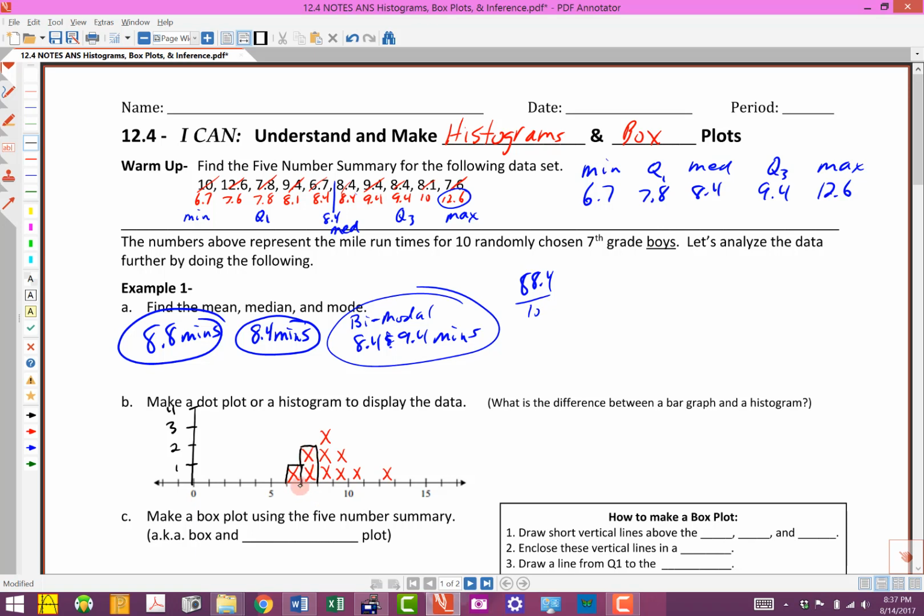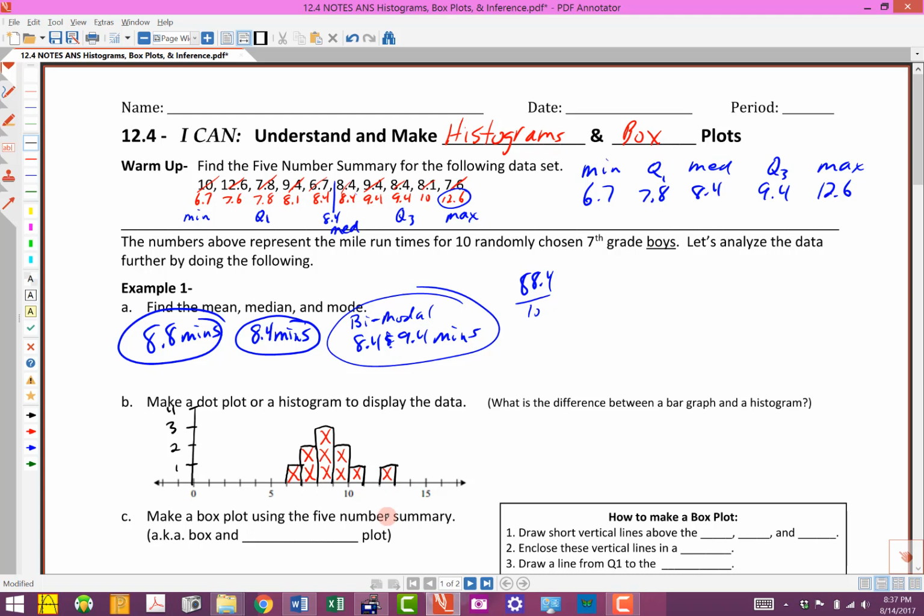So this is the 6 to 7 category. There's only 1 in that. This is the 7 to 8 category. There's only 2 in that. This is the 8 to 9 category. There are 3 in that, represented by this taller rectangle. And then in the 9-minute category there's 2, in the 10-minute category there's 1, there aren't any in the 11-minute category, and there's 1 in the 12-minute category.